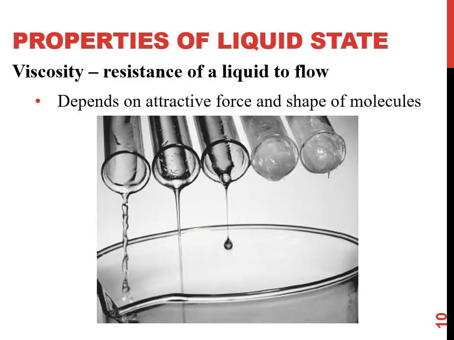So if we look at these 5 test tubes, the one here on the right has the higher viscosity. The liquid is really not flowing out of the test tube very easily or very quickly. So it has very strong attractive forces, and the shapes of the molecules are probably also very large and very branched. While the one here on the left has a very low viscosity because it is flowing out of the test tube very, very easily.